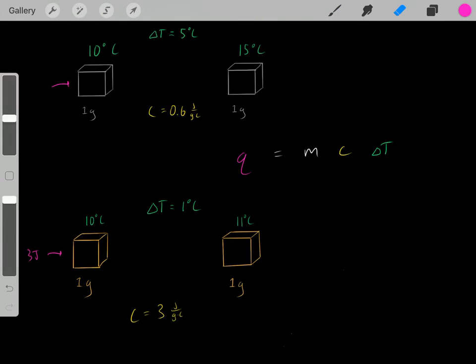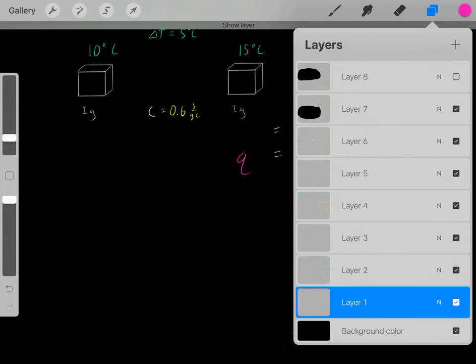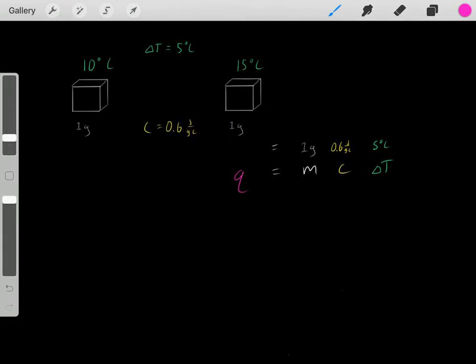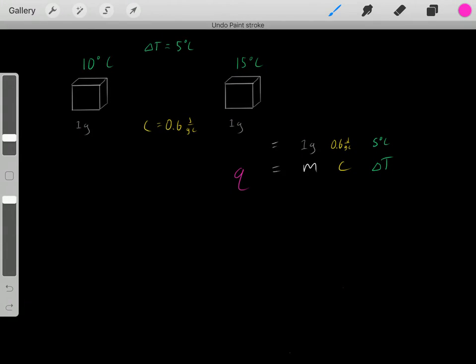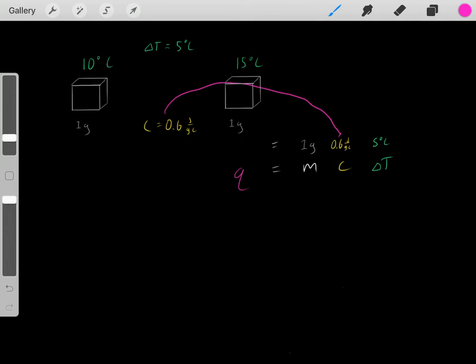But let's actually use this formula. So let's do an application of this formula. So let's say we have a 1 gram object with a specific heat capacity of 0.6 joules per gram Celsius. And let's say we added a certain amount of heat.